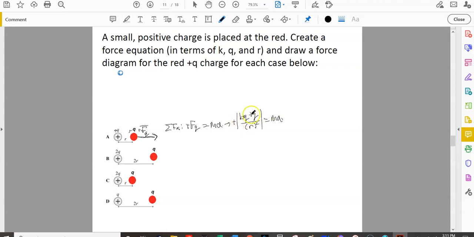Okay, so this is going to end up working out to be KQ squared, and I've brought them outside of the absolute value, over R squared. And so that's what the size of this force is. This force is KQ squared over R squared. And we're going to use those variables much like we would use units. Okay?